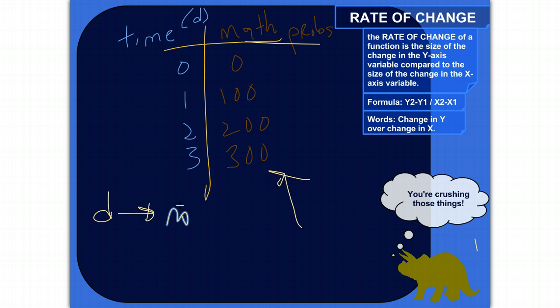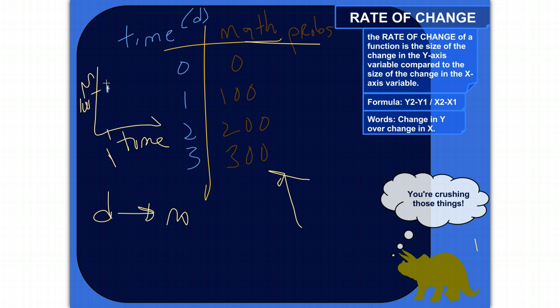So the rate of change is how much the y-axis variable, or the dependent variable, changes compared to how much the x-axis or independent variable changes. So if you were to graph this guy, you would do time on the x-axis and math problems on the y-axis, because it'd be math problems as a function of time. So, give me 1 day here, and that would equate to 100 math problems. It'd be something like that.